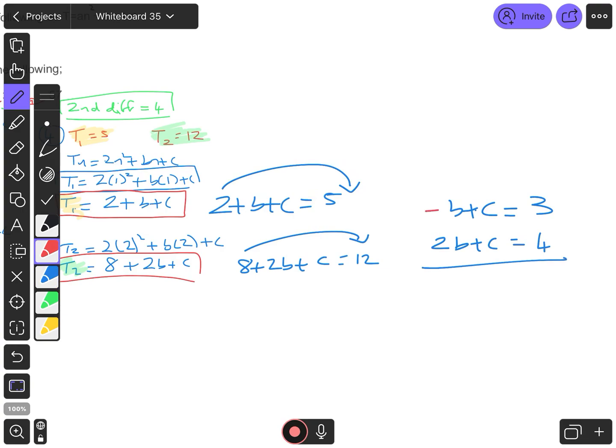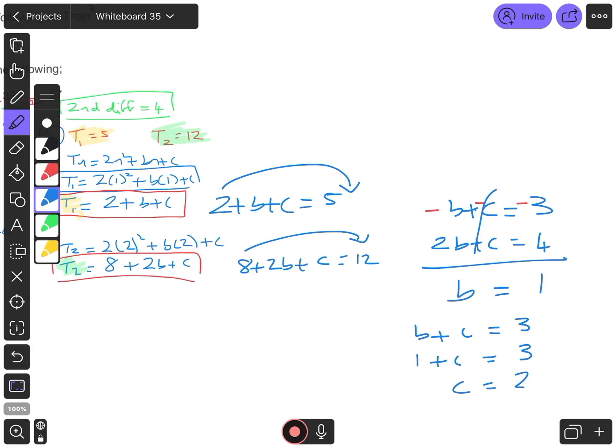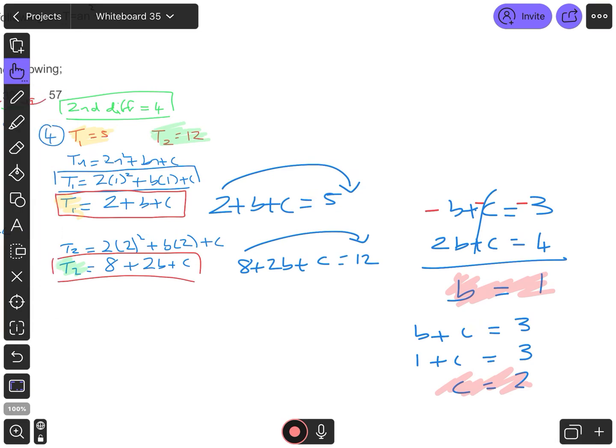I'm going to just change the signs on one of them, so multiply by minus 1. And I'm going to have them two cancel out, and I'm left with b is equal to 1. I'll substitute back into one of the lines. I had b plus c equals 3, so that's 1 plus c equals 3, so c is equal to 2. So the two values that I have here are that b is equal to 1 and c is equal to 2. So that I can sub them now back into my original equation.